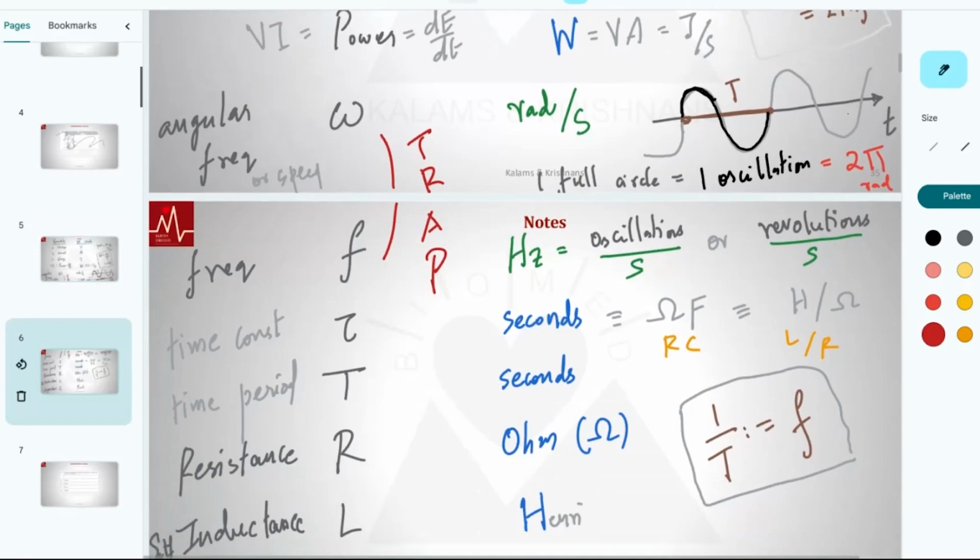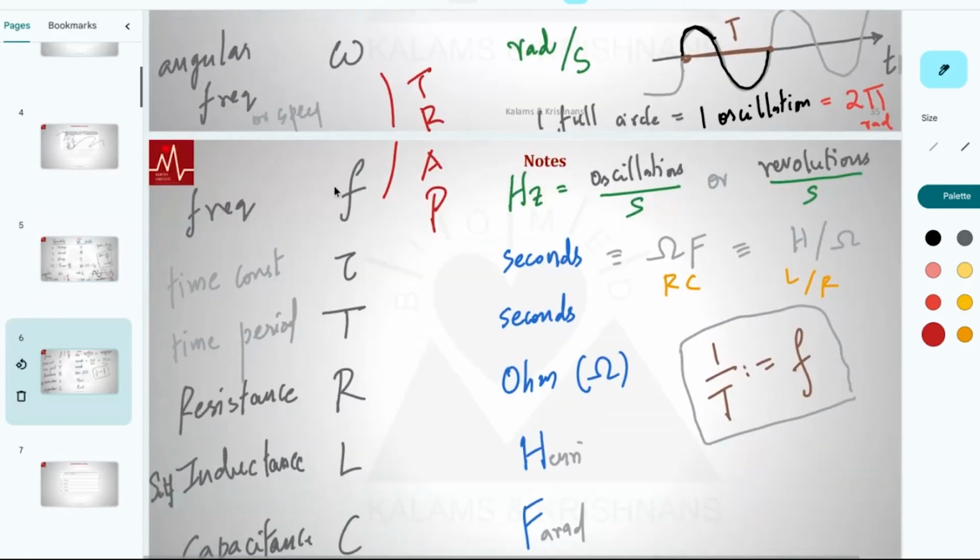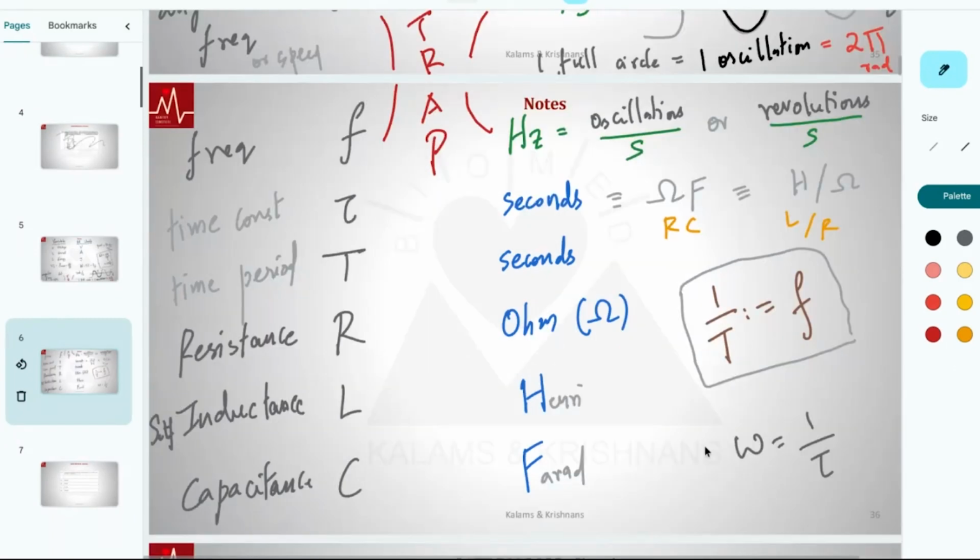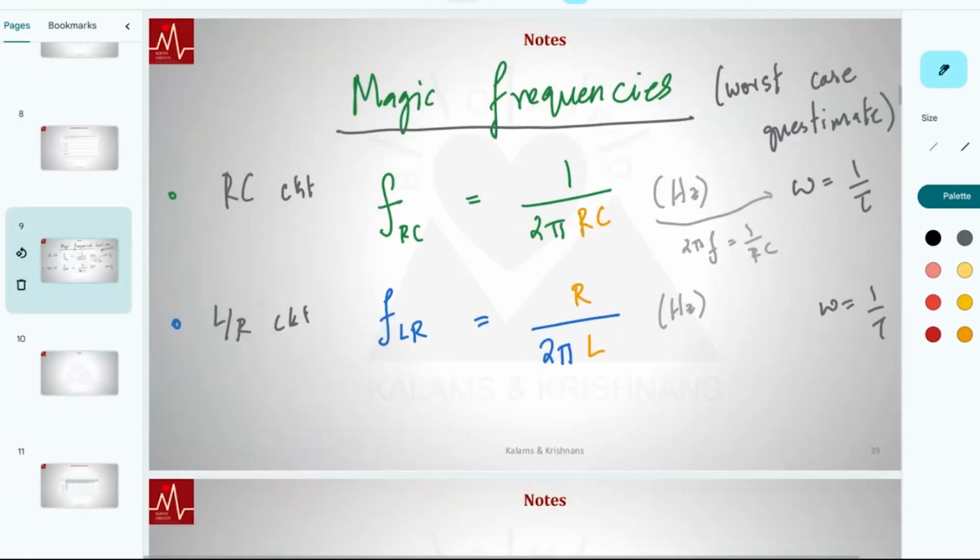And I just showed that there is also a relation between that omega and tau. This trap has to do with the units. Omega happens to be 1 by tau. If you know tau, you can calculate the angular frequency of an RC circuit or LR circuit. And there is a final magic frequency.